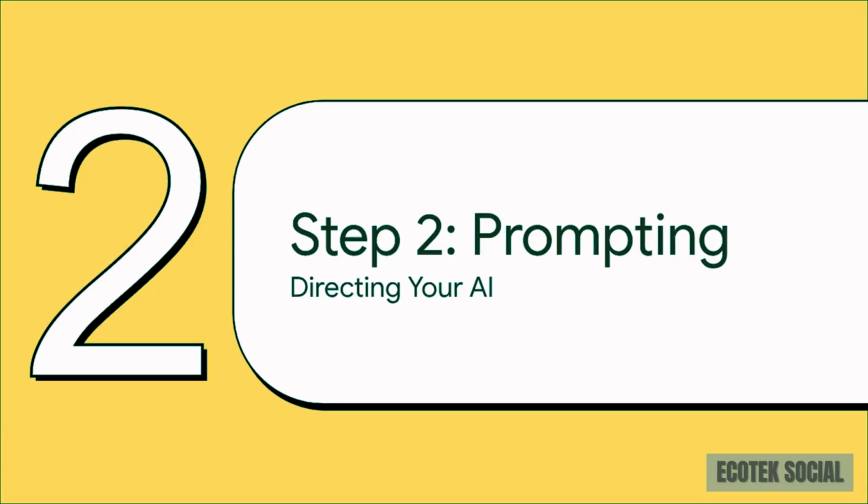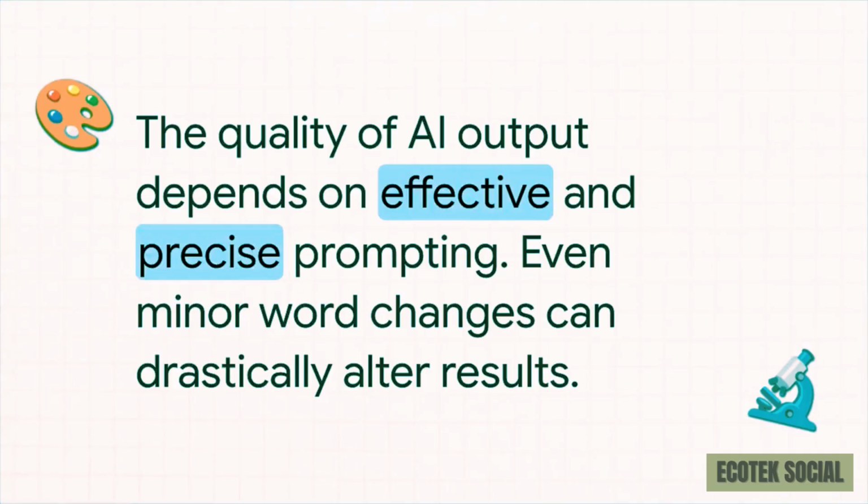If the flow is the script, then the prompt is your direction to that AI actor. It's how you control the whole performance. Prompting is really both an art and a science. I mean, the tiniest change in your wording, like swapping "create a picture" for "illustrate a dramatic scene," can lead to wildly different outcomes. This is your most powerful lever for controlling the AI.